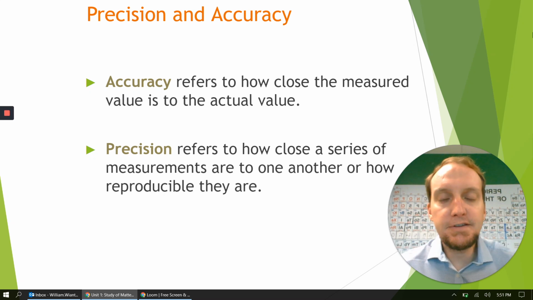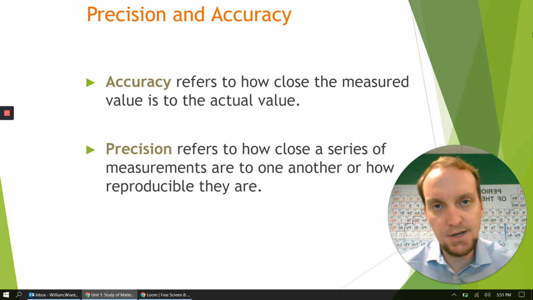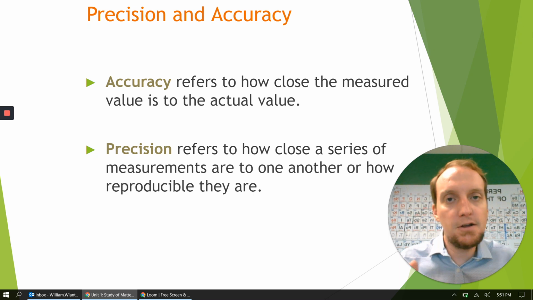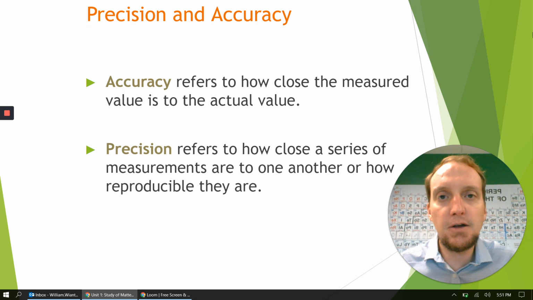Now that we've learned significant figures and how to calculate them, we need to talk about the reliability of these measurements and the vocabulary that we're going to need to use to compare and contrast different measurements to each other. So the first thing we need to talk about is something called precision and accuracy.